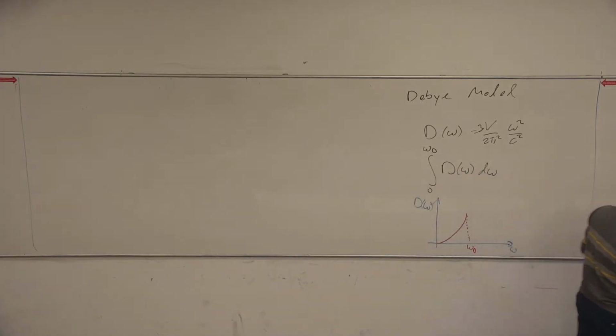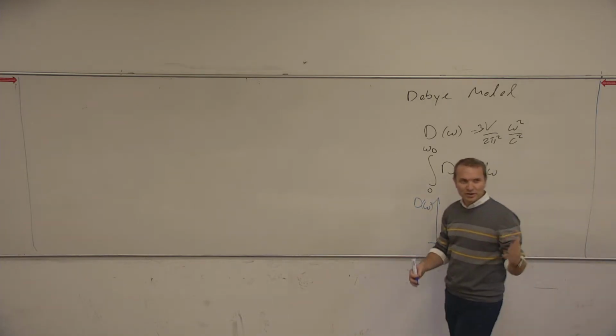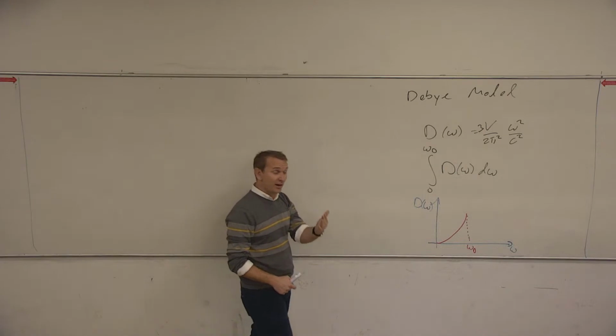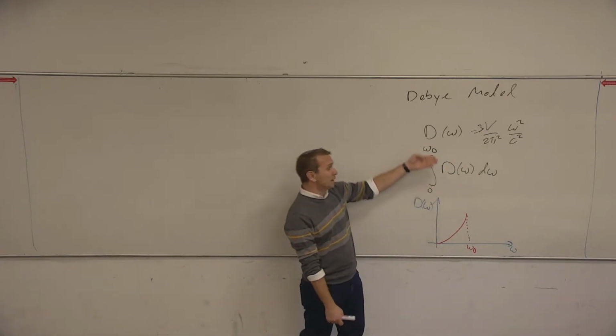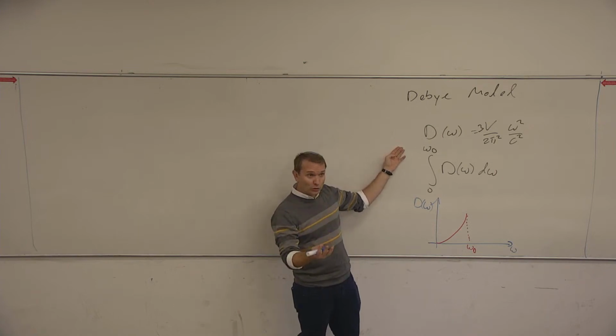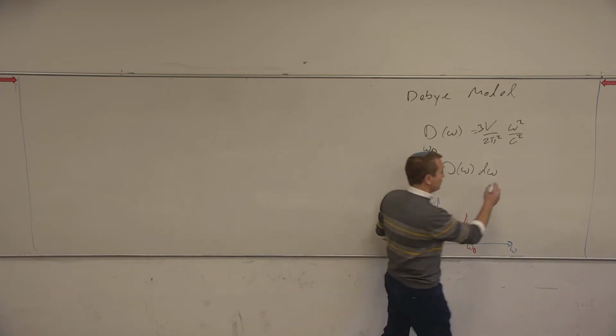Now, remember, what is D of omega? This density of states, D of omega, is basically saying how many phonons per omega there are. So if we are going over all possible omegas that there are in the system, the total number of phonons has to be equal to 3N.